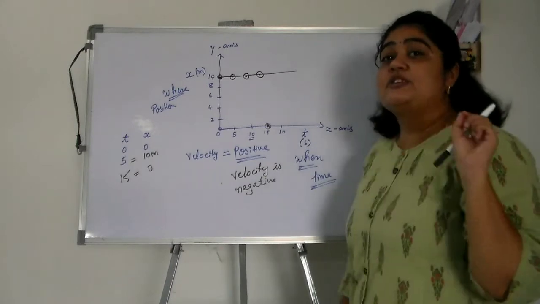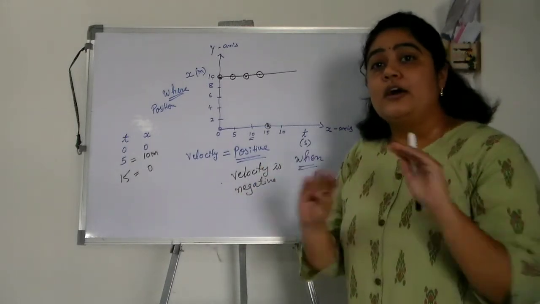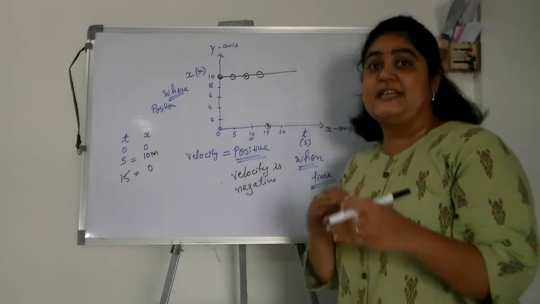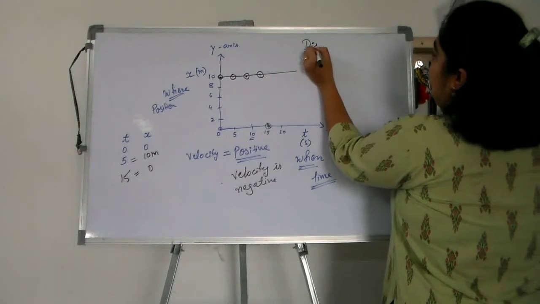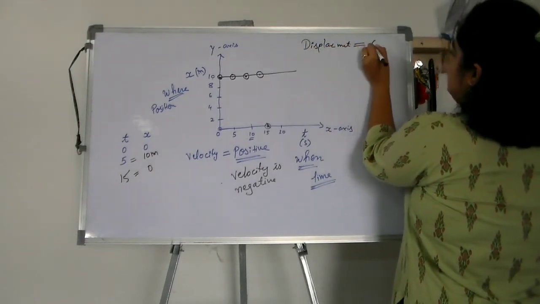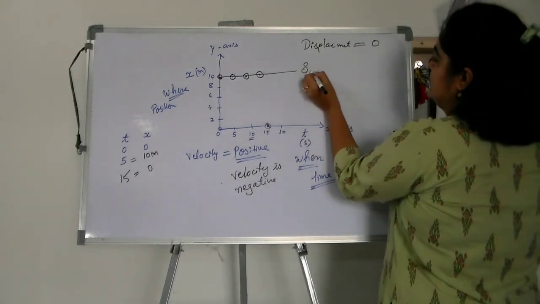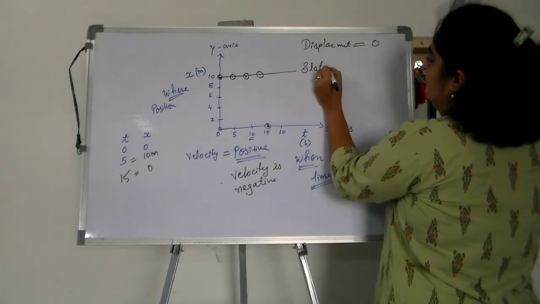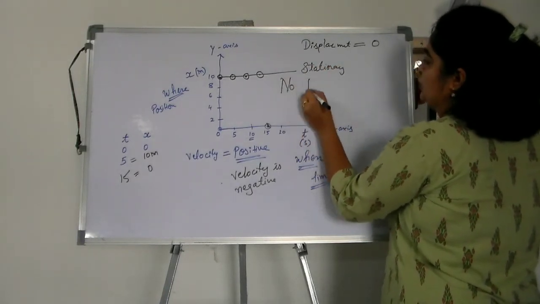That means this object is not moving. The distance is not covered. The distance is not changed. There is no displacement, so we say that the displacement is 0. And so this object is stationary. That means no motion.